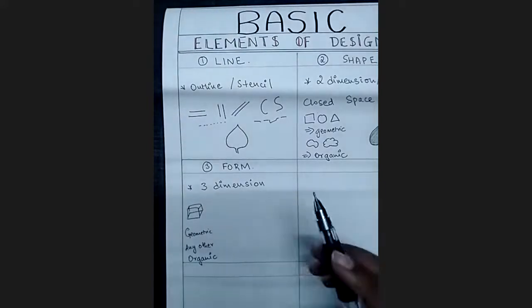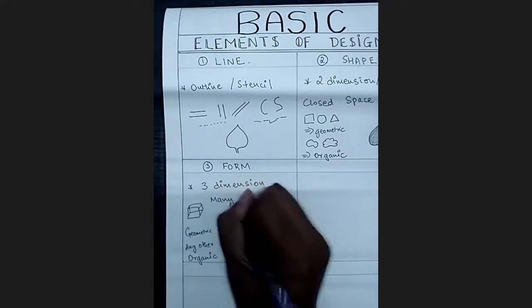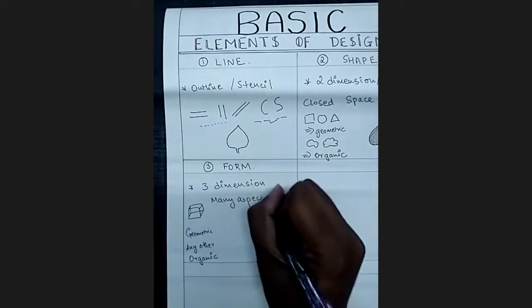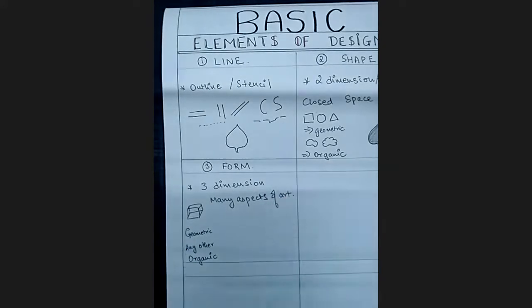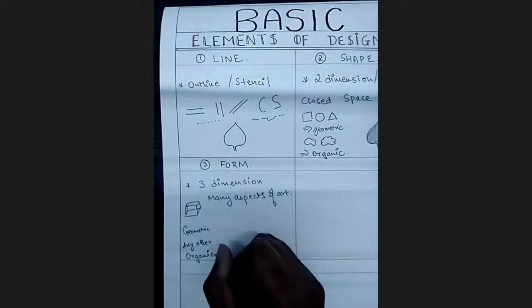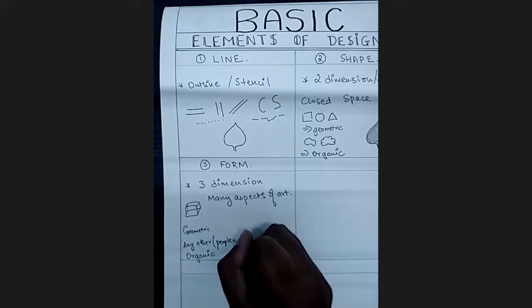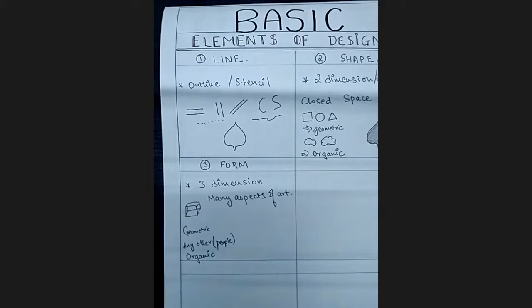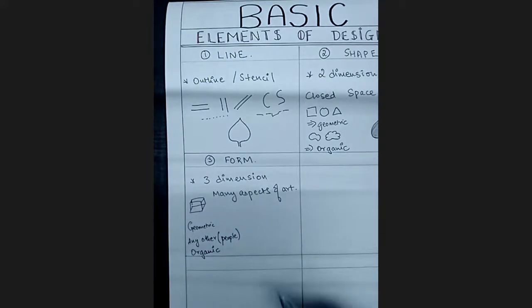a form representation. So we see many aspects of the art piece. You're able to look at different things at the same time. Some other examples for organic would be drawings of people. When you draw people, you don't have fixed shapes, right? You just adjust the shape depending on how the person looks.